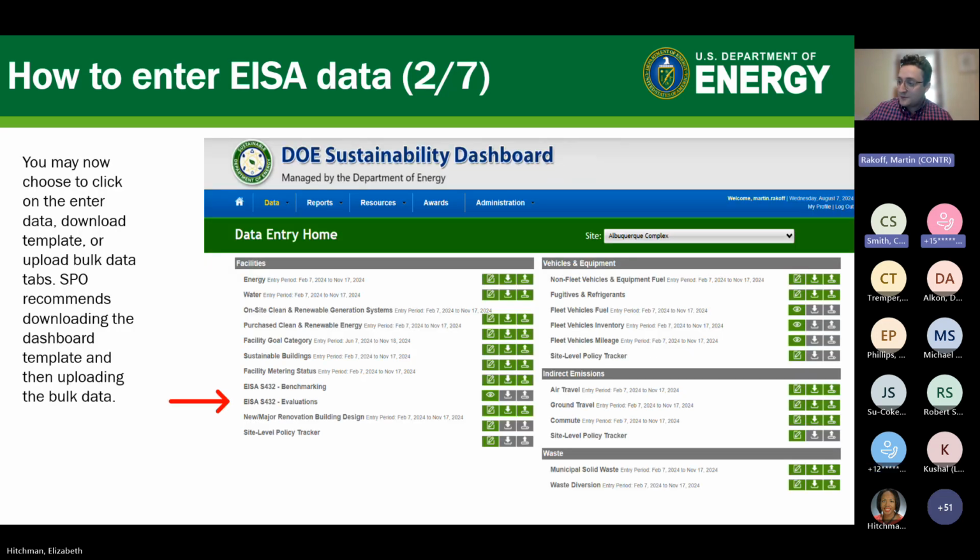Okay, and so now you can click on enter data, download template, or upload bulk data. We recommend downloading the dashboard template and then uploading the bulk data. Please remember while you're doing this to include evaluation completion dates. Those are very, very helpful.